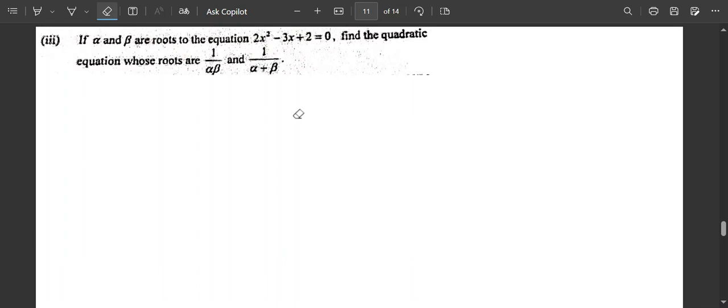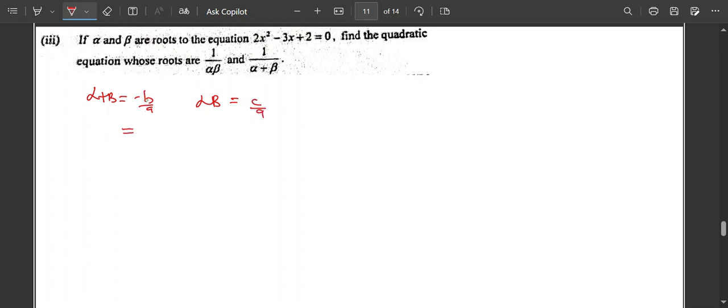So the other question says, we are told now, if alpha and beta are roots of the equation 2x squared minus 3x plus 2 equals 0, find the quadratic. So what we need to know is that, first, alpha plus beta is given by negative b over a. Then again, we have alpha times beta, which will give us c over a. So let's find these ones.